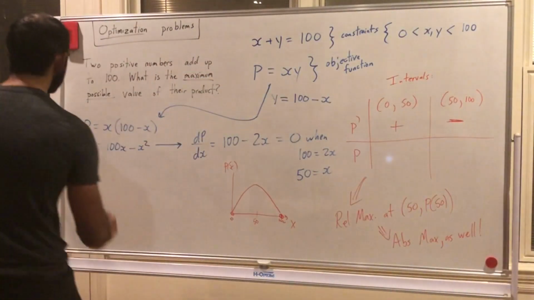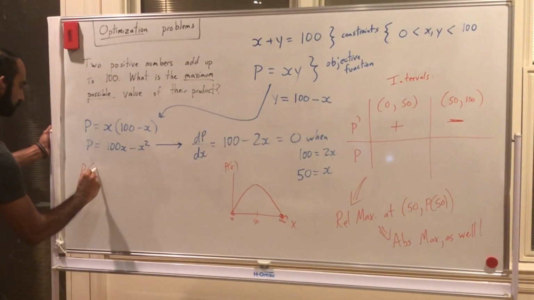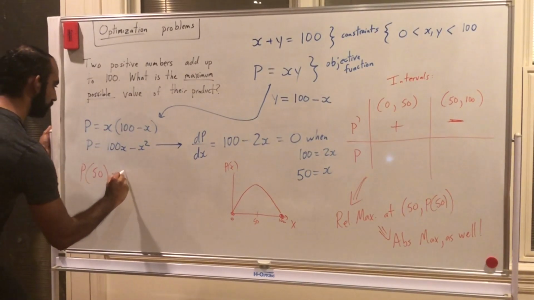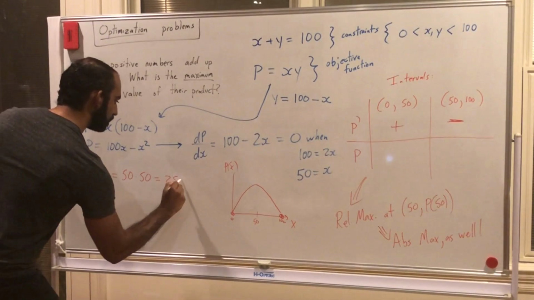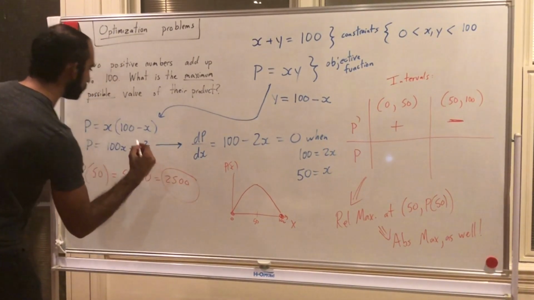Now someone help me out. What is P of 50? It'd be 50 times 50, which is 2,500. Yes. 50 times 50. 2,500 is your final answer.